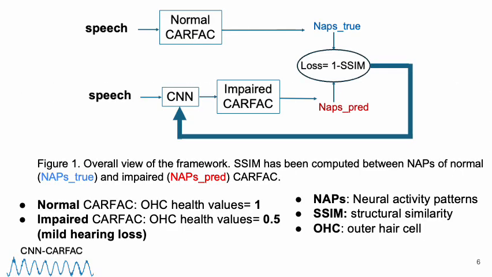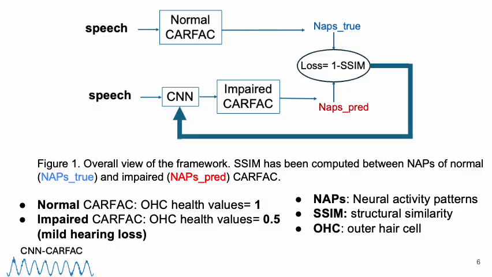Method. Here is an overall view of our proposed framework. In order to emulate the hearing, as I said, we are using the CARFAC model. Normal CARFAC means normal hearing, and impaired CARFAC means impaired hearing. So in order to have normal CARFAC, we set a value of CARFAC called OHC, or outer hair cell health value, to 1, and in order to have the impaired version of the CARFAC, we set that value to 0.5, and an OHC health value of 0.5 corresponds to mild hearing loss.